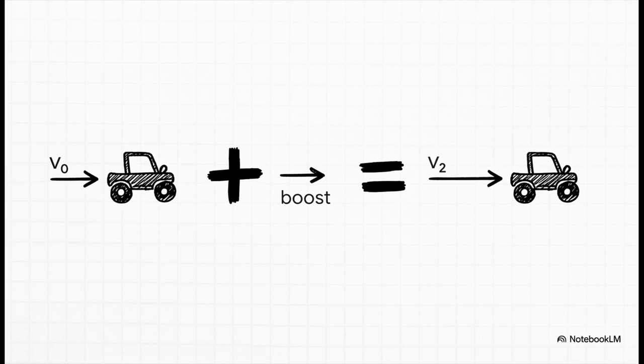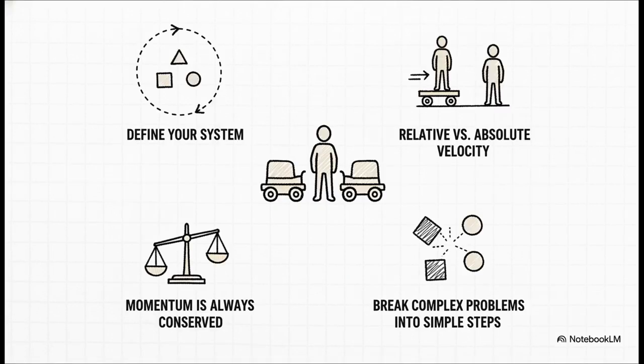And once again, check your intuition. The buggy started at v₀, and now we're adding a small term. It got faster, which makes sense because the man landed on it with extra forward momentum, giving it a little push. So let's wrap this up.